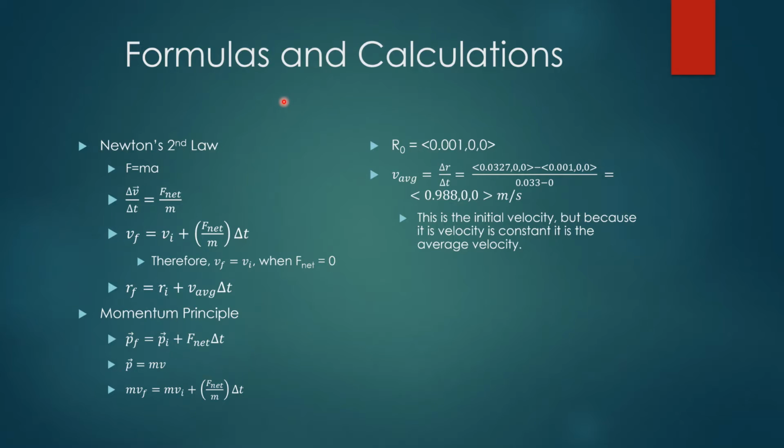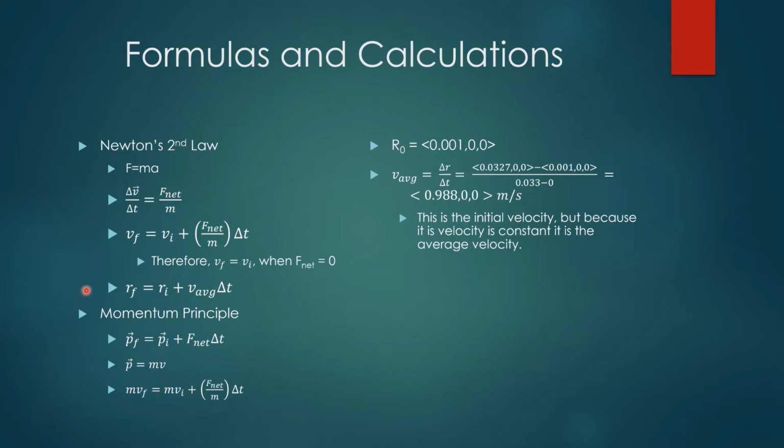The formulas and calculations used. Newton's second law was used, which is force equals mass times acceleration. This is the same thing as change in velocity over change in time equals net force over mass. The velocity update formula can be found from this, which is final velocity equals initial velocity plus net force over mass times change in time. If net force is zero, then final velocity should equal initial velocity.